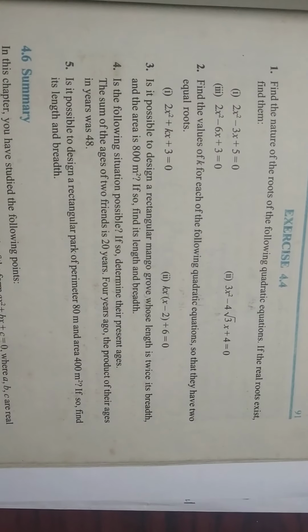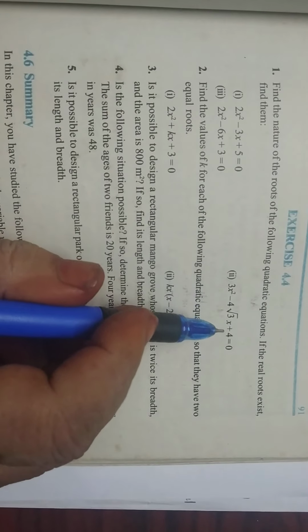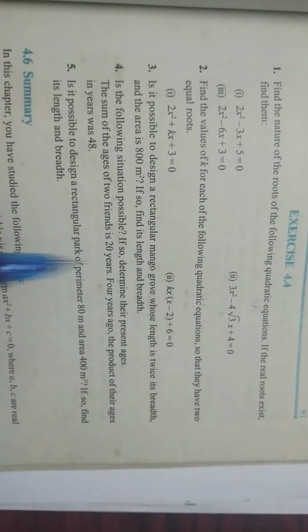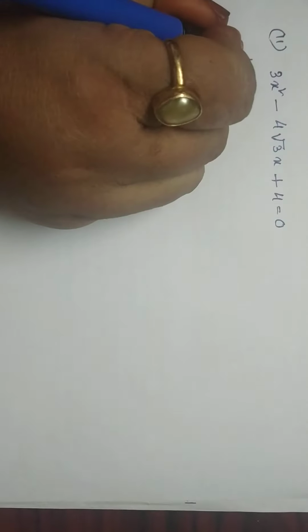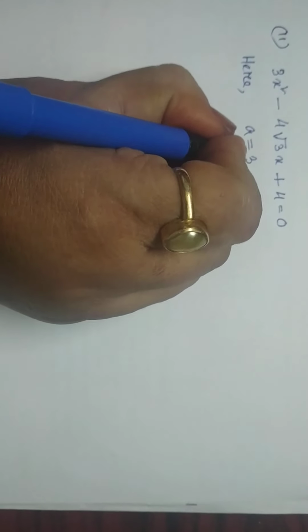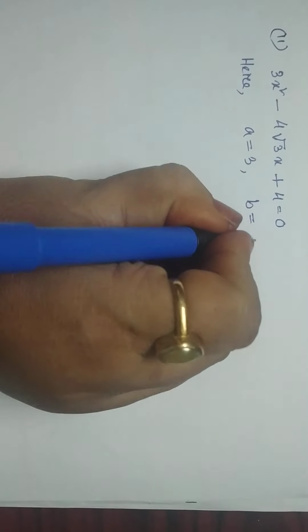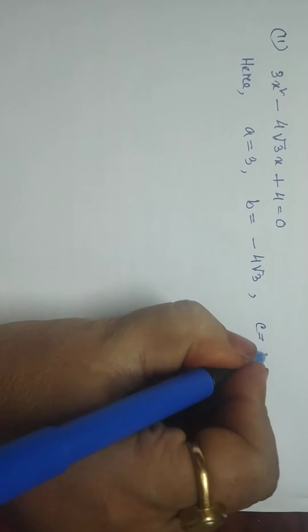Next, number 2, 3x square minus 4 root 3x plus 4 equal to 0. First we have to see here whether roots exist or not. After that we find the roots. Now here, if we compare with the quadratic equation, then a equal to 3, b equal to minus 4 root 3, c equal to 4.